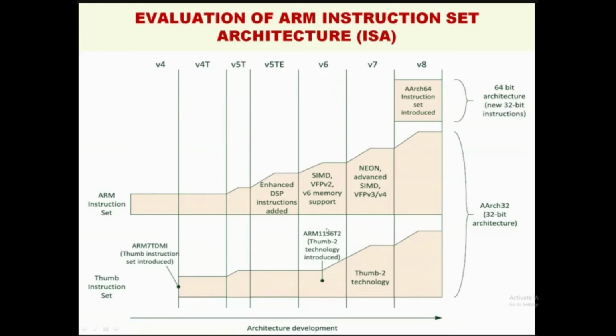In version 6 again, Thumb-2 technology was introduced, and many more instructions were introduced in the Thumb-2 technology. More or less in version 7 and version 8 we are able to see that whatever we do with 32-bit, the entire thing we can do in 16-bit, and if necessary 32-bit also. So Thumb-2 technology is currently used in version 7 and version 8.